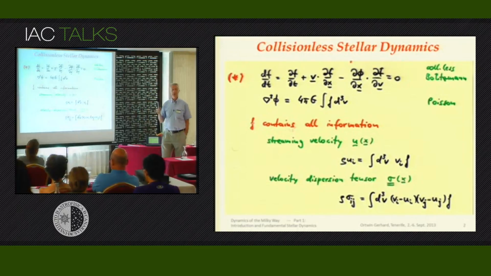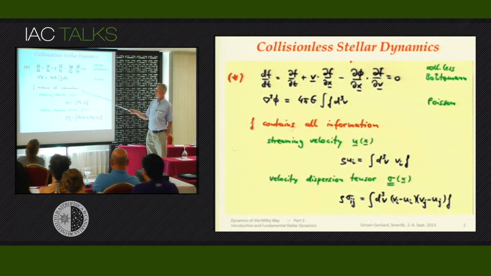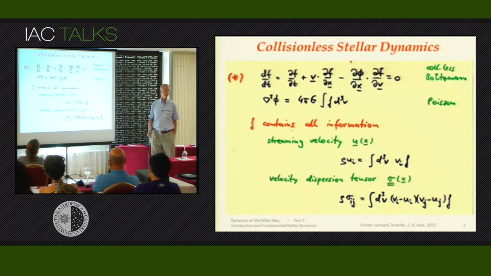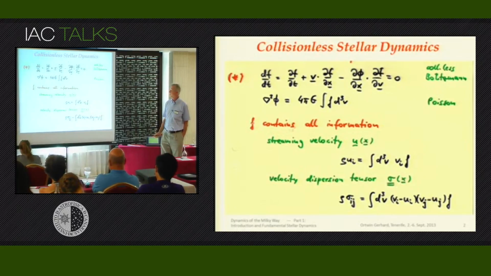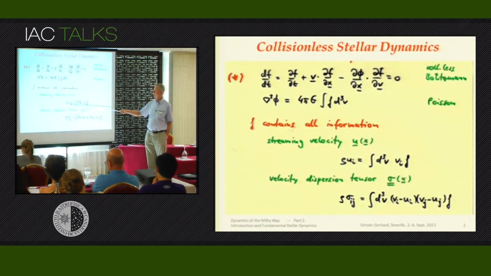So f contains all the information about the stellar system that you might care to know about. For example, if you wanted to determine the mean streaming velocity of the stars in a particular region of space, you would work that out from the distribution function by averaging the individual stellar velocities over velocity space in that spatial volume, and that gives you rho times the streaming velocity in this direction i here.